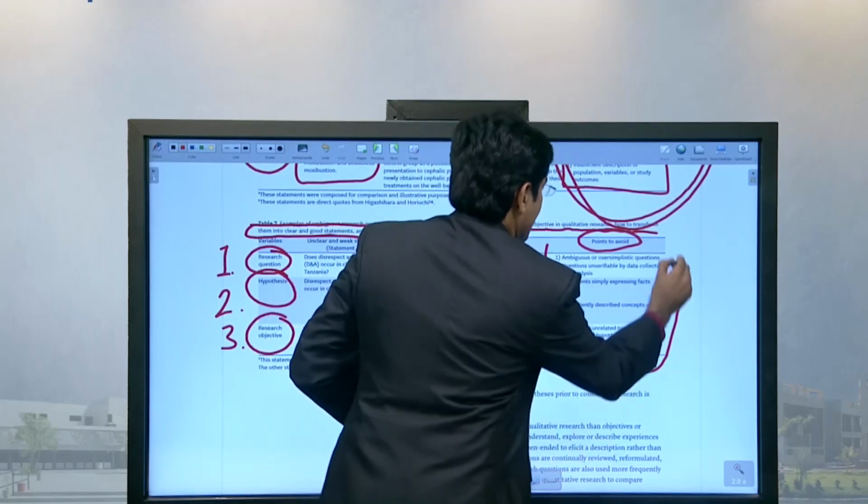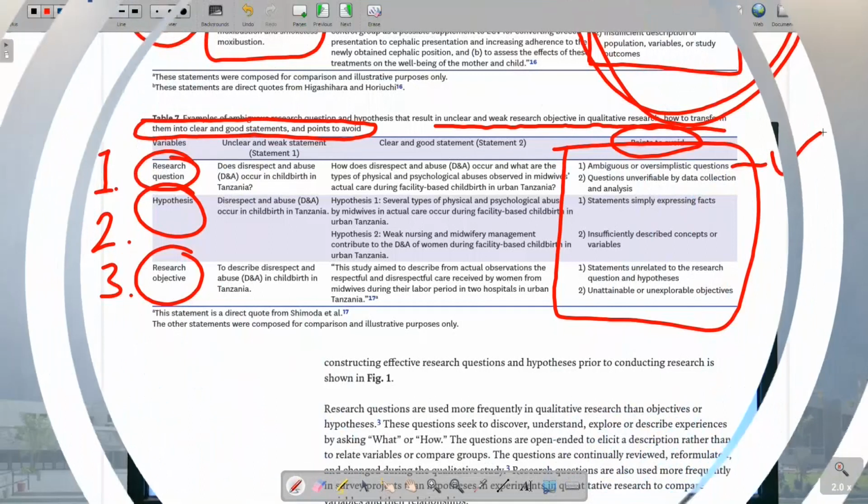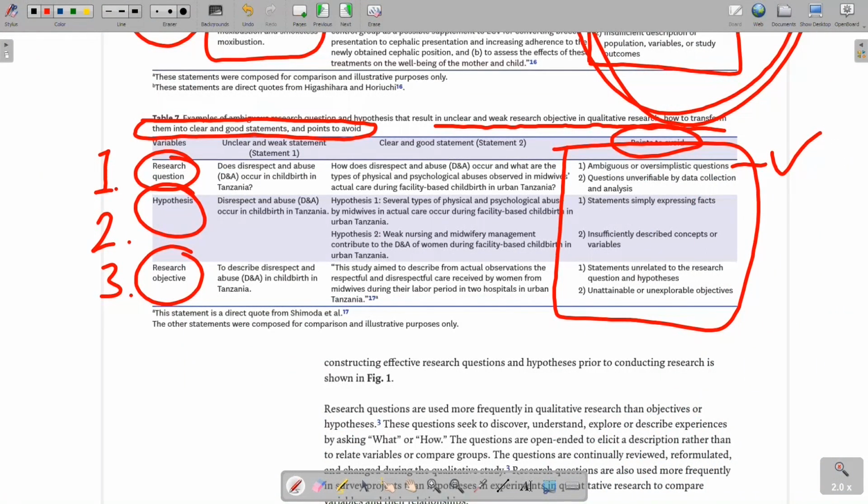So, here we see that this is an ambiguous or oversimplistic question. Questions unverified by data collection and analysis. This is unverified data collection here. Then statements simply expressing facts here, and along with that insufficiently described concepts or variables. Finally, in the research objectives, statements unrelated to the research questions and hypothesis, unattainable or unexplorable objectives. Now, see, unattainable or unexplorable objectives are there, which is a huge problem or huge mistake that one might be committing when they look at this also.